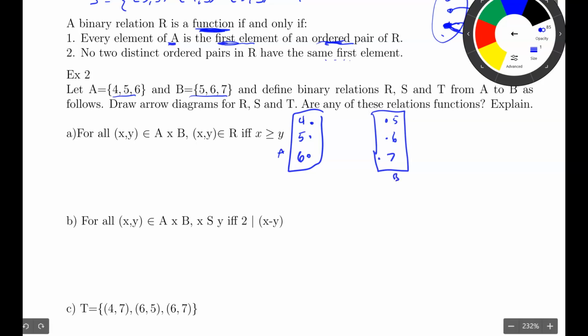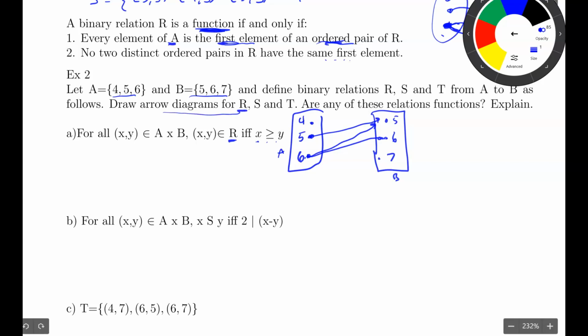Okay, so what does this say? This says this relation R works if X's are bigger than or equal to Y's. So 5 would go to 5. And then 6 would go to 5, and 6 would go to 6, right? Because 6 is greater than or equal to 5, and 6 is greater than or equal to 6. Okay, so that's the arrow diagram for R.